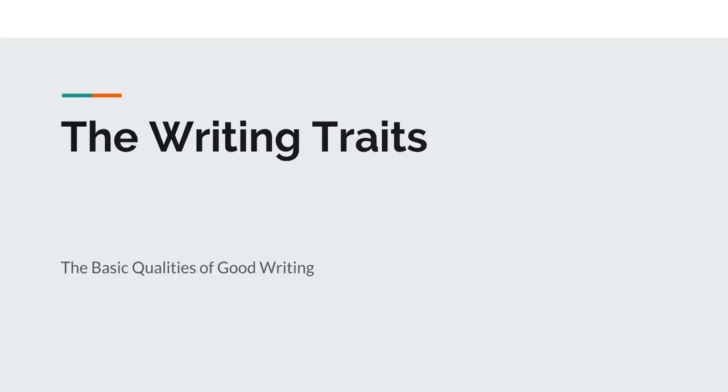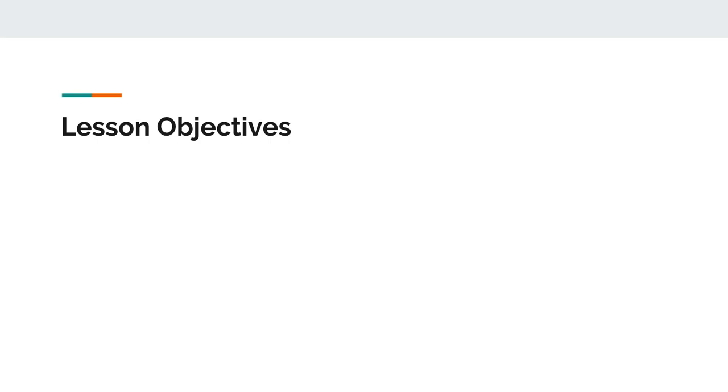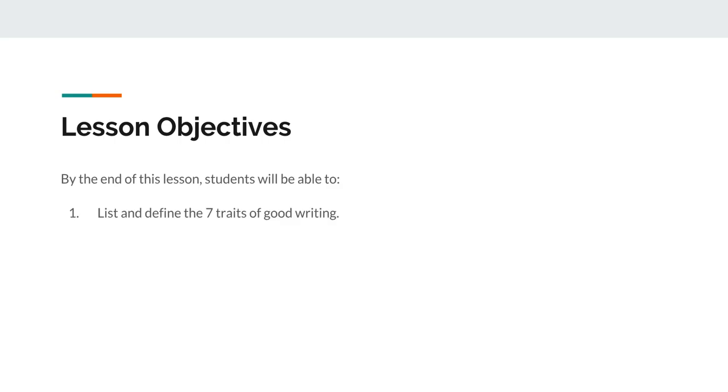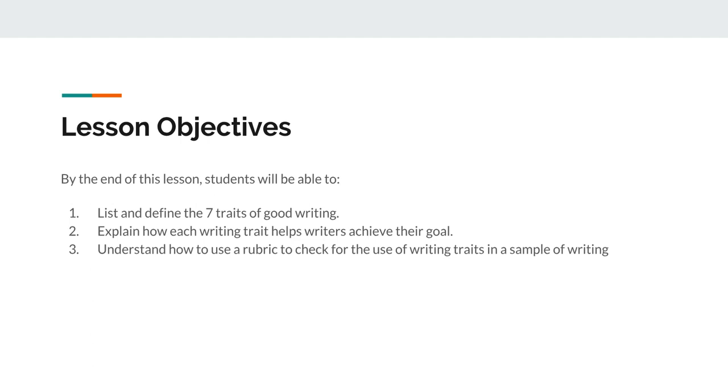This lesson is on the writing traits and the basic qualities of good writing. Your lesson objectives are as follows. By the end of the lesson, you will be able to list and define the 7 traits of good writing, explain how each trait helps writers achieve their goals, understand how to use a rubric to check for the use of writing traits in a sample of writing, and use the 7 traits of good writing when drafting your own work.